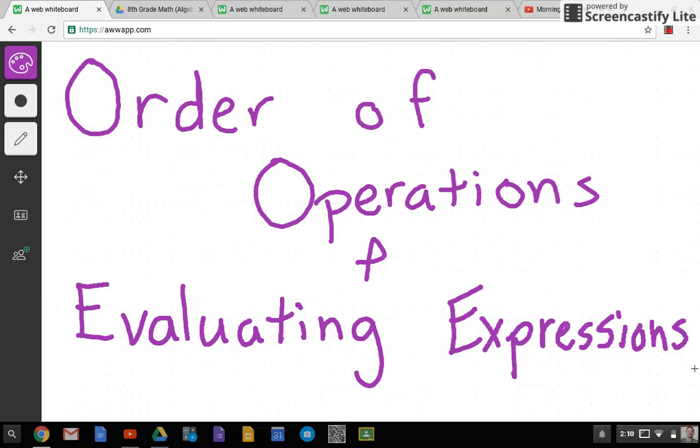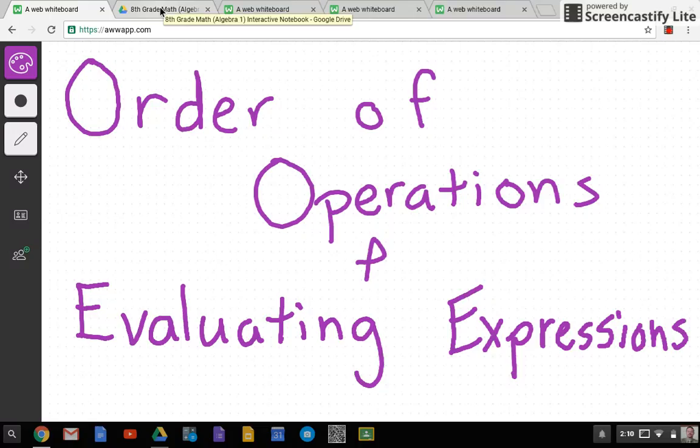All right, we're doing order of operations and evaluating expressions today. So let's get rid of the music and let's get started. Okay, first off, a little housekeeping.